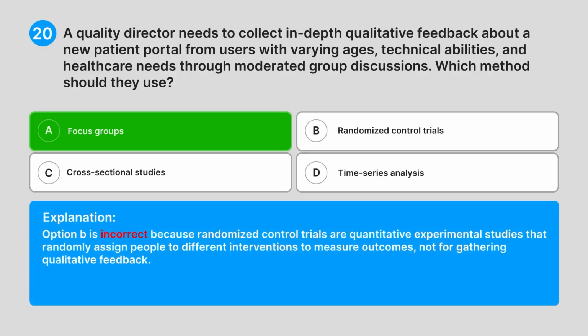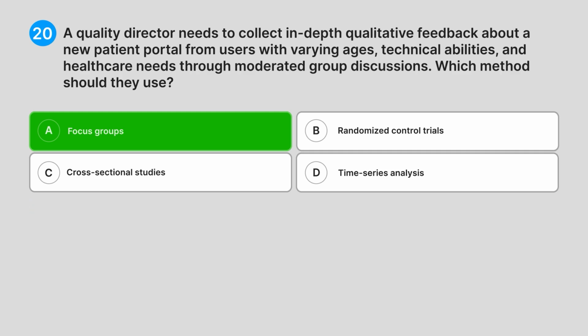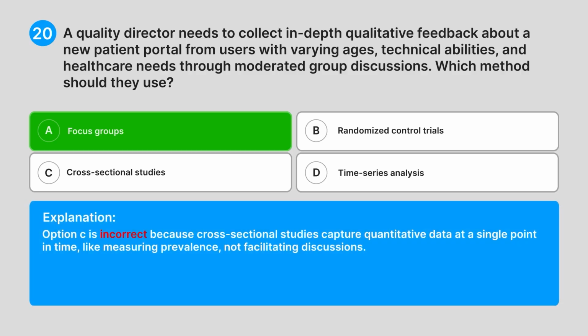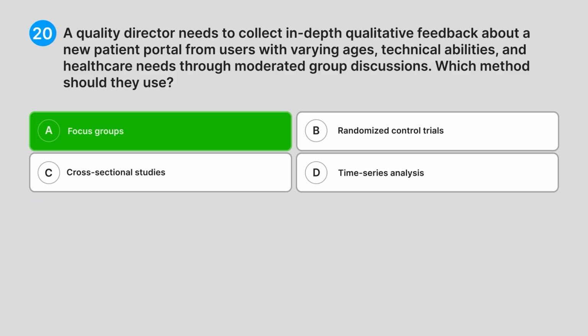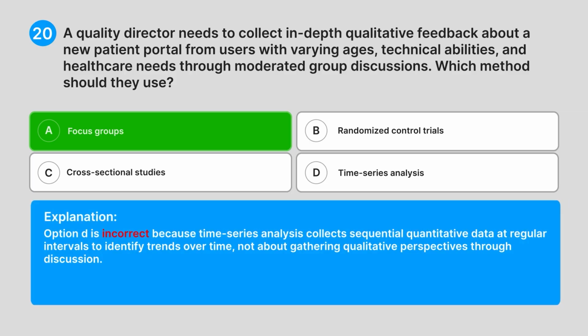Option B is incorrect because randomized control trials are quantitative experimental studies that randomly assign people to different interventions to measure outcomes, not for gathering qualitative feedback. Option C is incorrect because cross-sectional studies capture quantitative data at a single point in time, like measuring prevalence, not facilitating discussions. Option D is incorrect because time series analysis collects sequential quantitative data at regular intervals to identify trends over time, not about gathering qualitative perspectives through discussion.